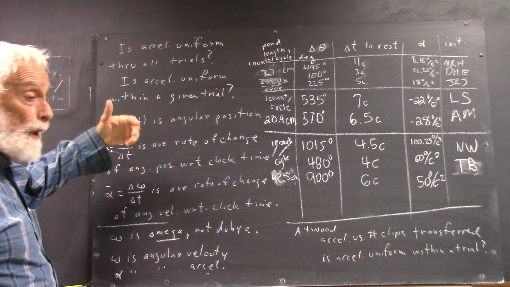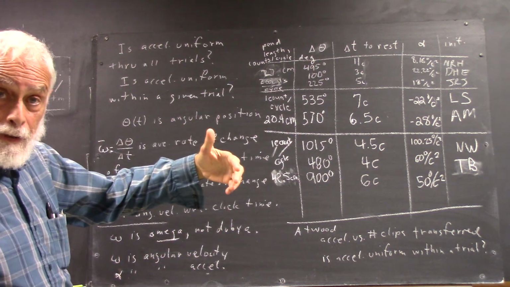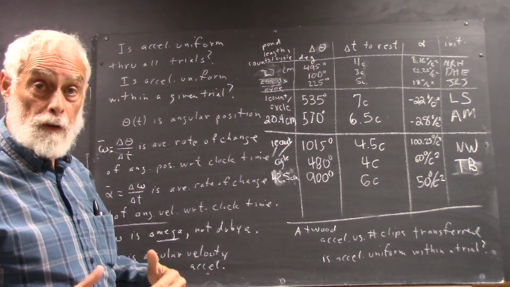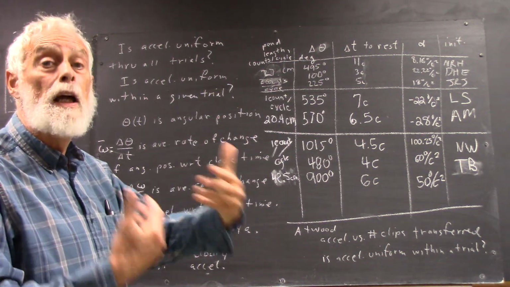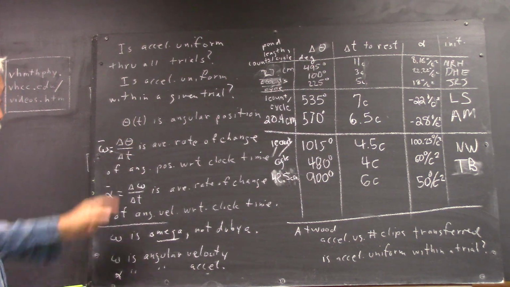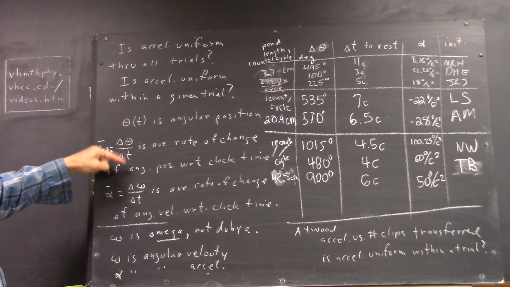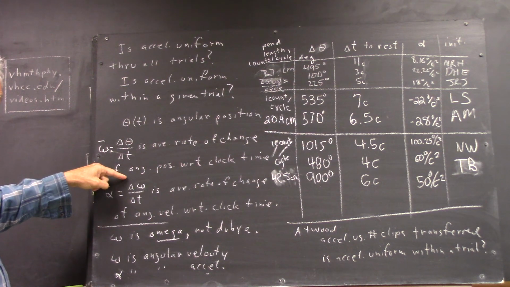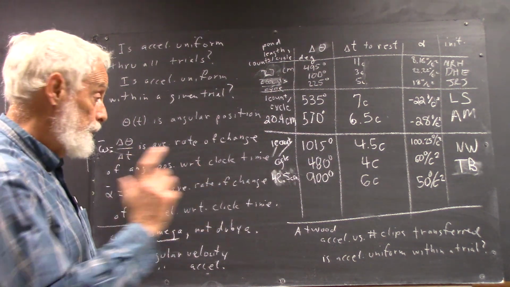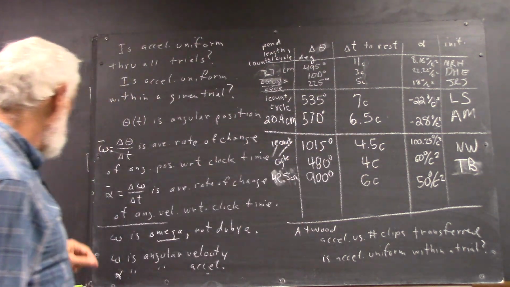So what do we mean by angular velocity? Well, just like velocity is the rate of change of position, angular velocity is the rate of change of the angular position, the rate of change of theta with respect to t. So delta theta over delta t would give you an average angular velocity, just like delta x over delta t would give you an average velocity for something that's moving along a line.